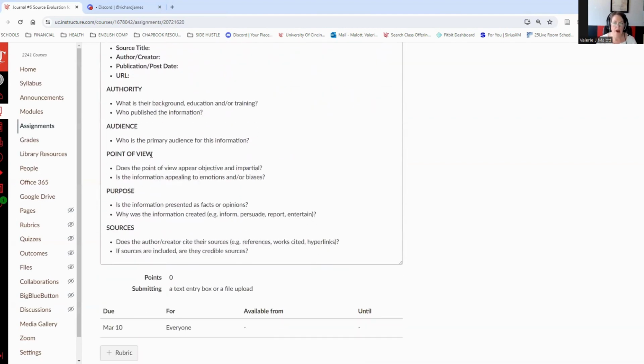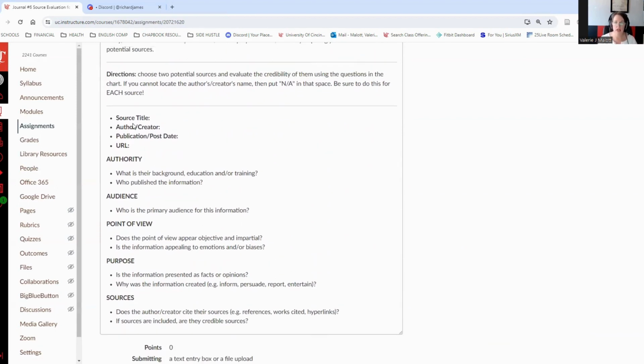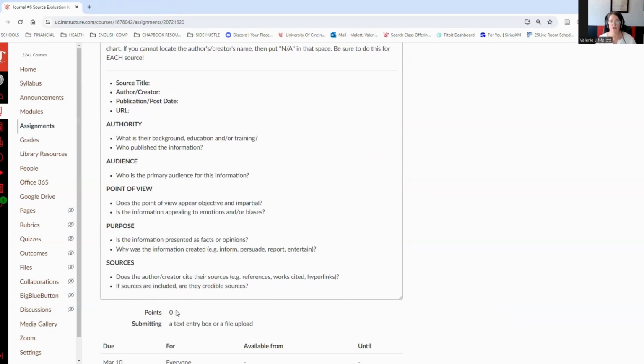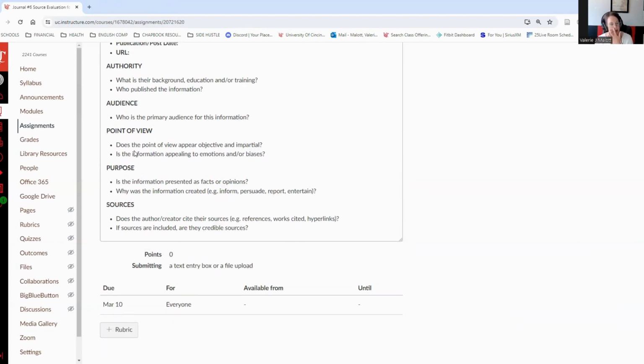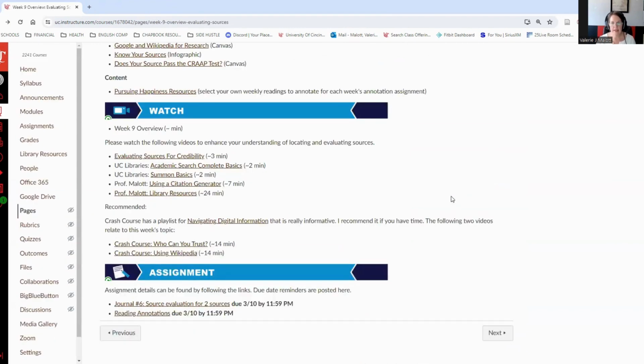So you copy and paste this into either a text entry box or a Word document or Google Doc, and you will have the source title, who created it, when it was published or posted, and then the URL. And then you will answer these questions and complete the worksheet. You will do this for each. So you're doing two sources, so you have to do this twice, right? Fill it out twice, one for each source that you are supposed to be reviewing. And that will be due on Sunday. So I think that's it.